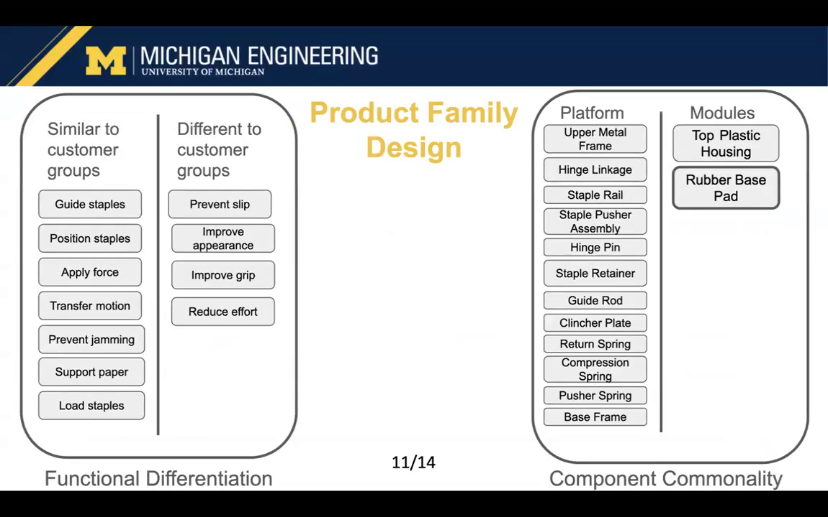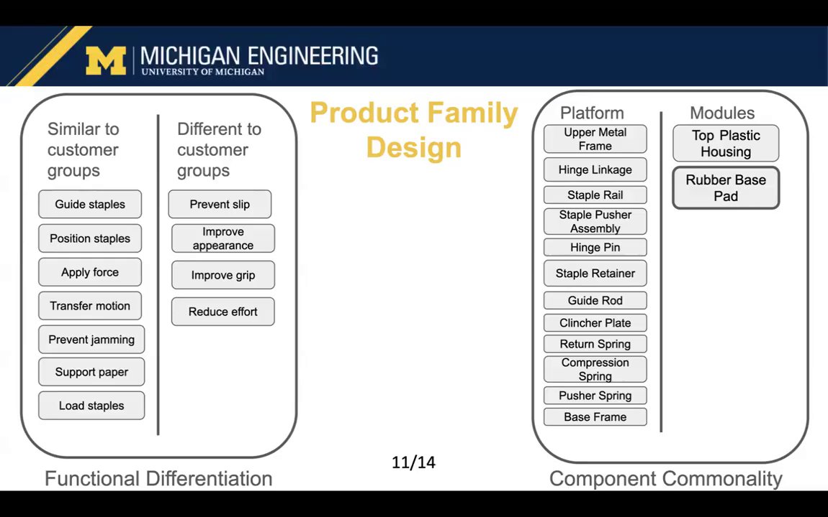Now we're going to discuss the product family design. We start off with the functional differentiation chart. After comparing the functions on the FAST diagram with our primary and secondary customers, we identify 4 functions that need to be different. That being prevent slip, improve appearance, improve grip, and reduce effort. That being because the secondary group is a targeted group that uses the stapler much more.